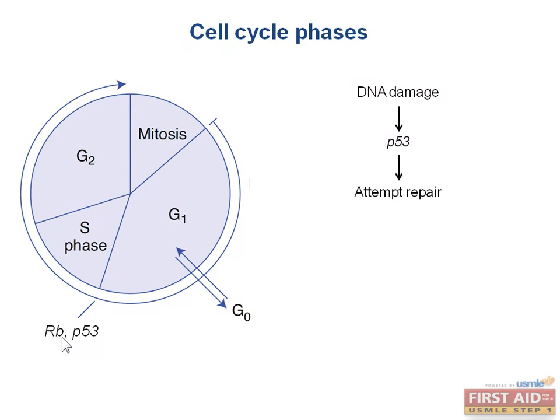When DNA damage is detected, P53 will stop the cell cycle and initiate DNA repair pathways to try to fix the damage. If the cell is able to repair the damage, the cell cycle can restart. However, if it can't, P53 will initiate apoptosis, because it's better for a cell to die than to risk developing cancer.